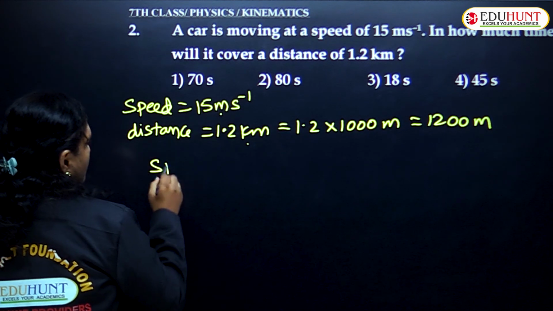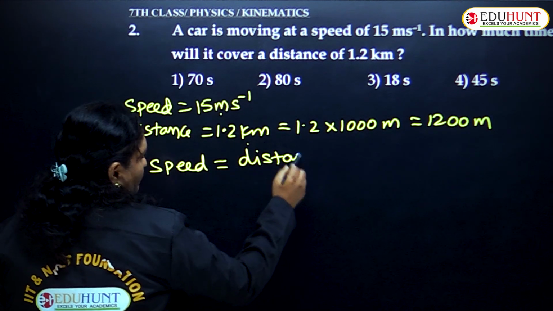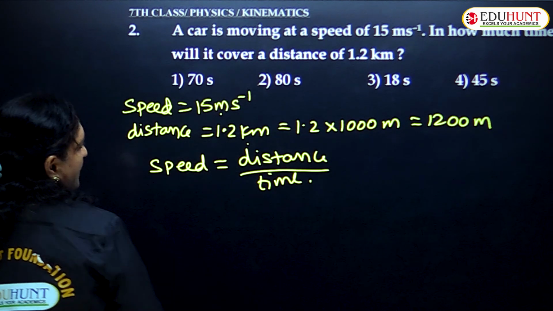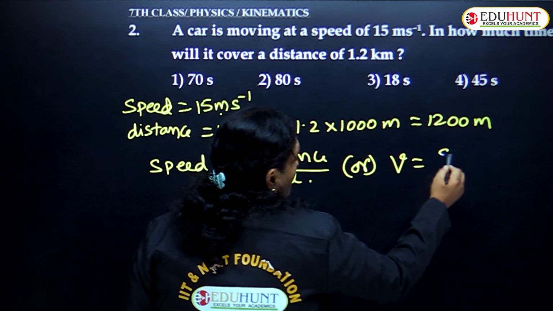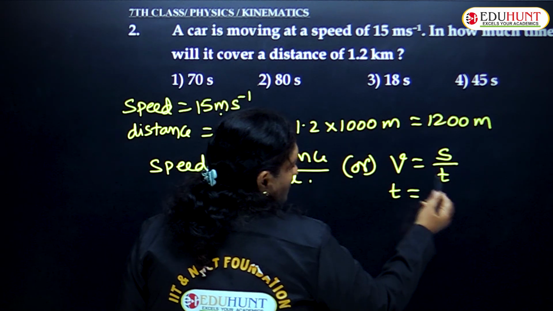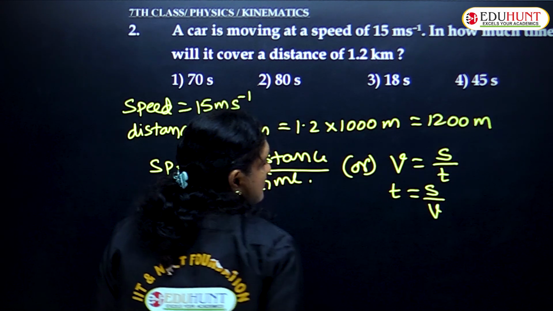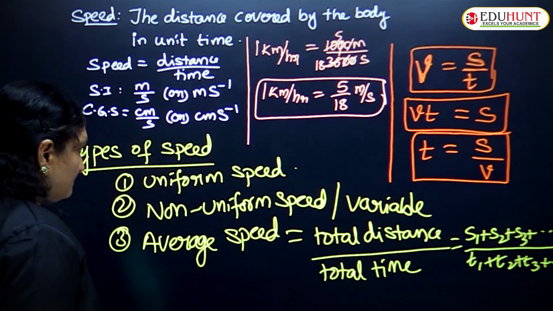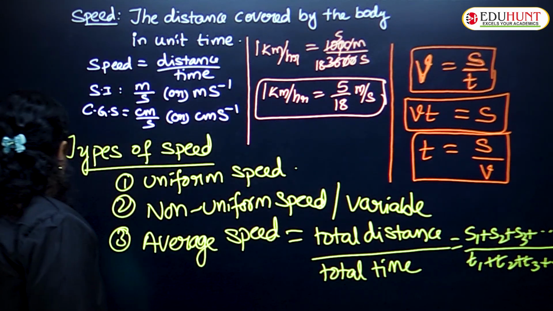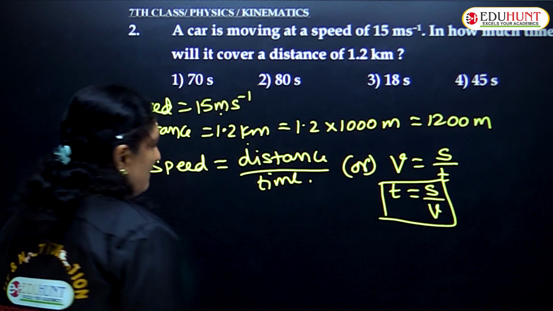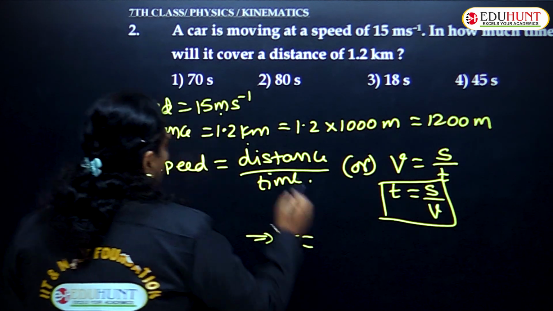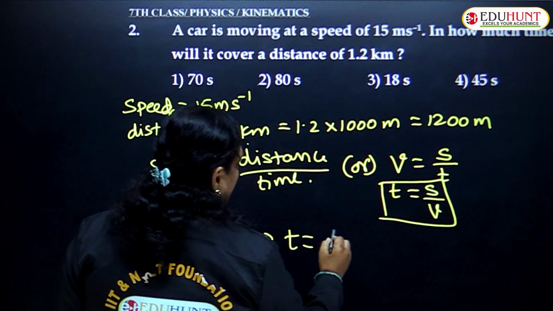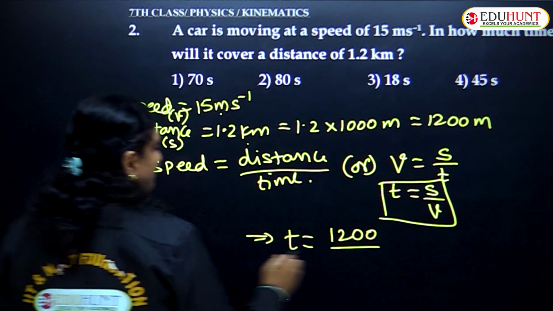We know that speed is equal to distance by time. As we would like to find the time, we bring time to the other side, and the formula for time is distance by speed. So T equals S by V. Substituting, what is the value of S, children? Distance means S, speed means V. So T equals S, 1200, upon V, 15 meter per second.